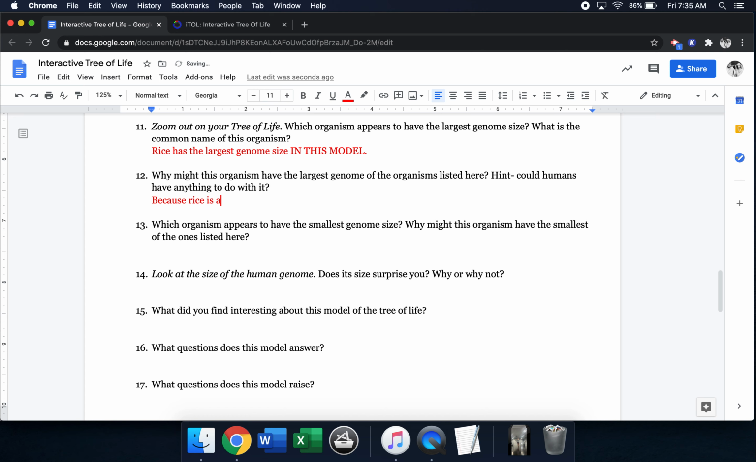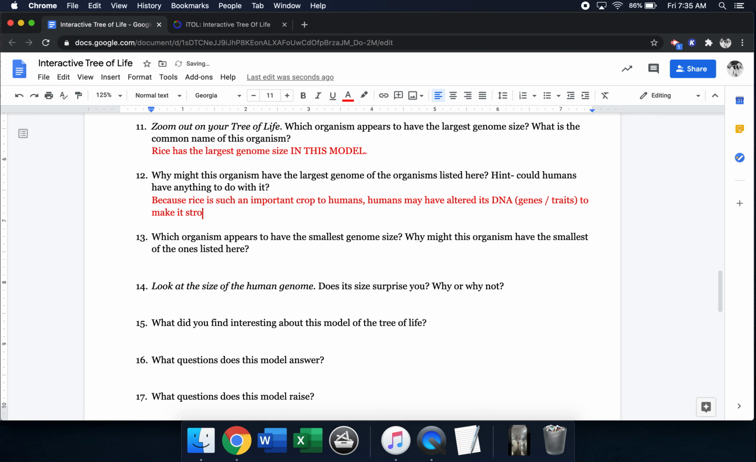Because rice is such an important crop to humans, humans may have altered its DNA, its genes, its traits to make it stronger, better, faster, disease resistant, etc., and so forth and so forth.